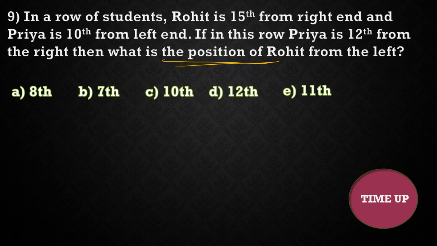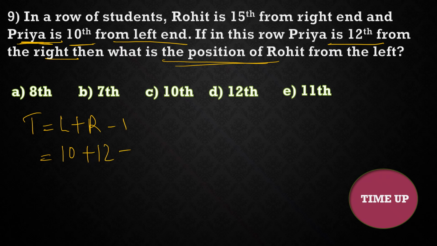In order to find the total, look at the character who has both ends given, like Priya. From the left hand, the 10th rank is given, and from the right hand, the 12th rank is given. So I can find the total from there. Total will be left plus right minus 1. So left is 10 plus right is 12 minus 1. This gives me 21 as the total. Once I get the total, it's very easy.